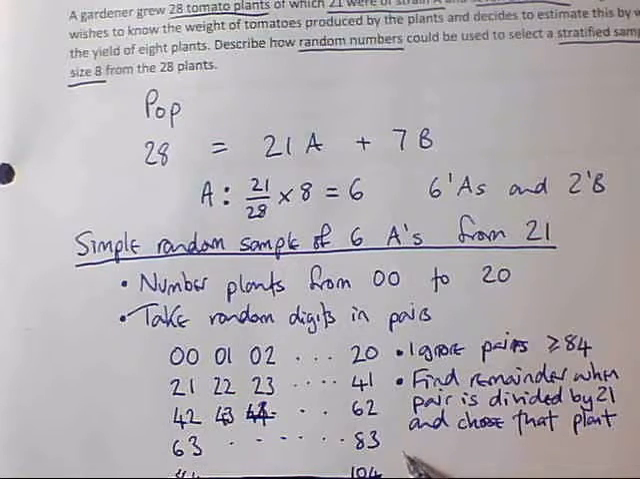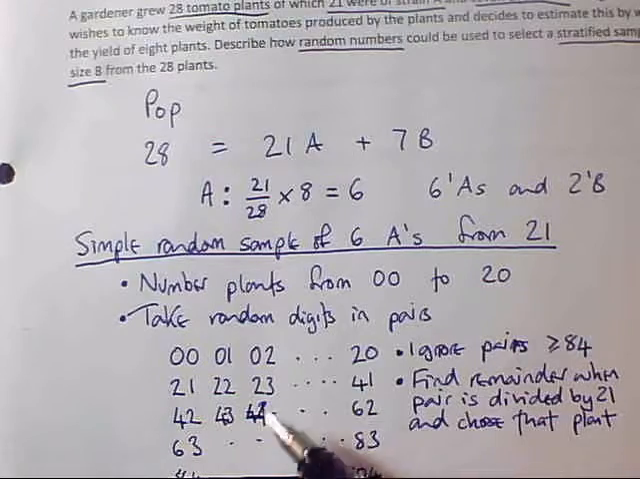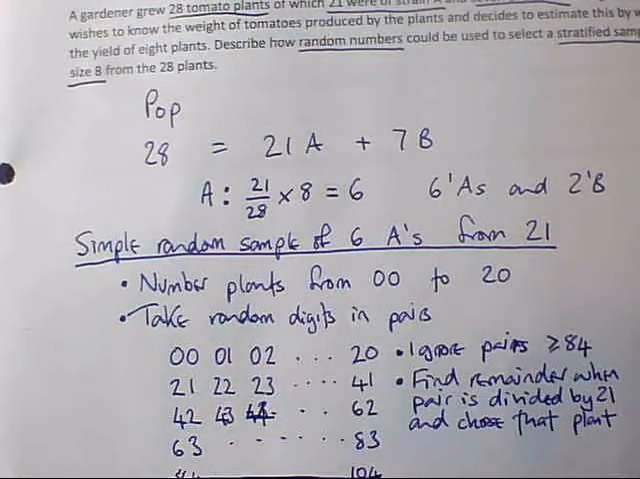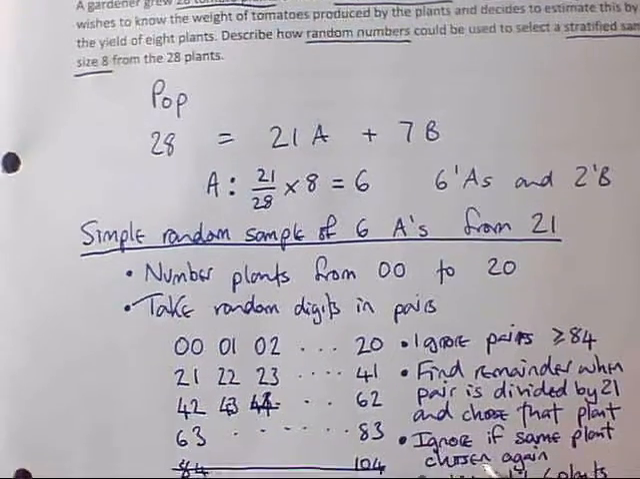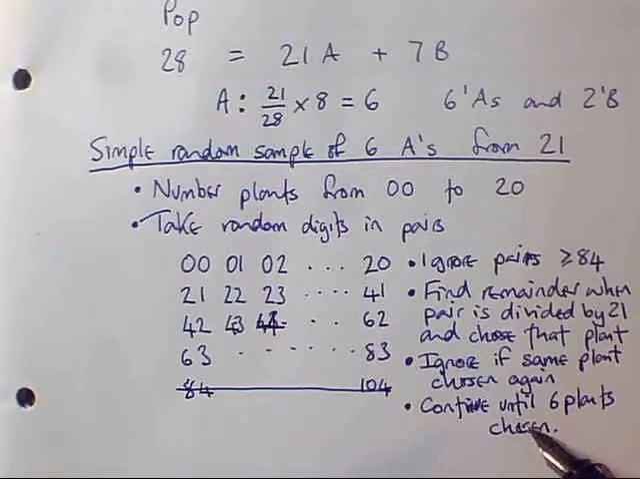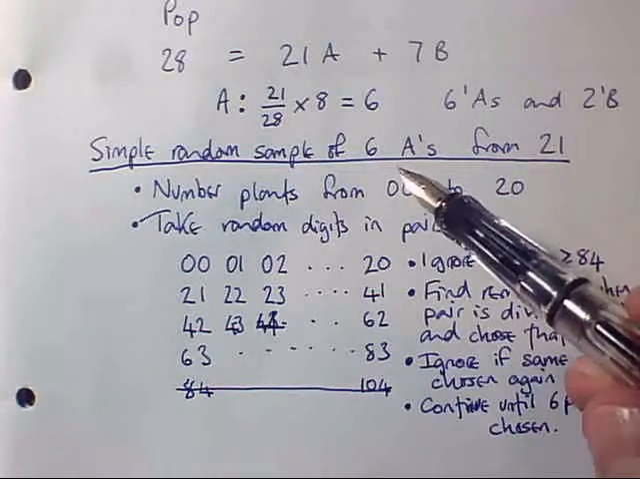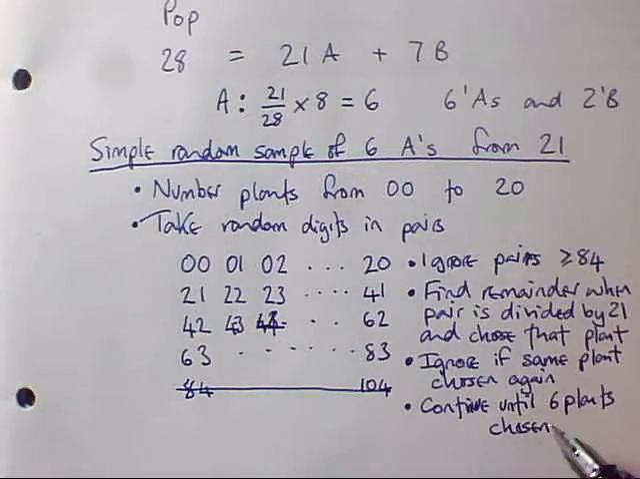And having done that, if we get the same plant again, we're going to ignore that, and we're going to keep going until we have got 6 plants. So I can complete my list of instructions here. So that's how we do it for the simple random sample of 6 A's from 21.